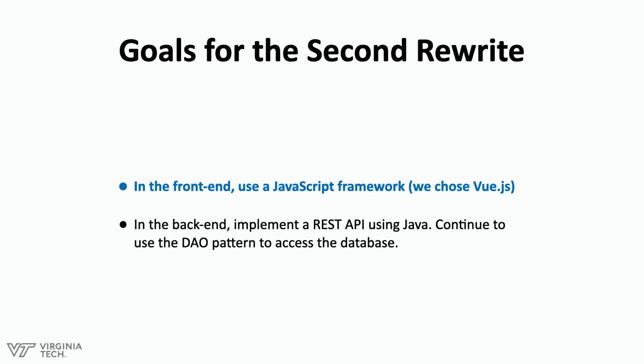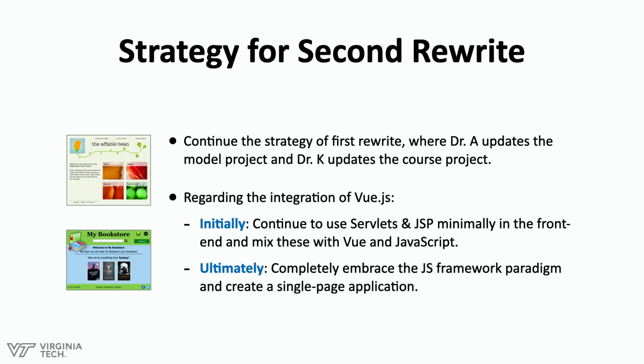We also wanted the front end to access data in the back end via a REST API, and we wanted to continue to use Java for back-end development. We had great success in the first project with keeping our responsibilities separate, so we continued with that strategy. Regarding Vue integration, something interesting happened here, and we ended up revising our initial strategy.